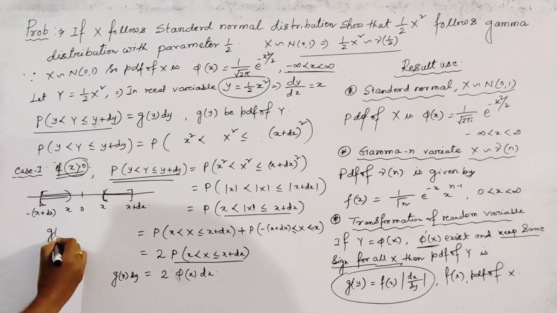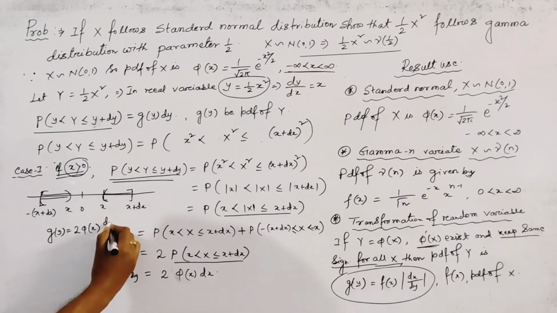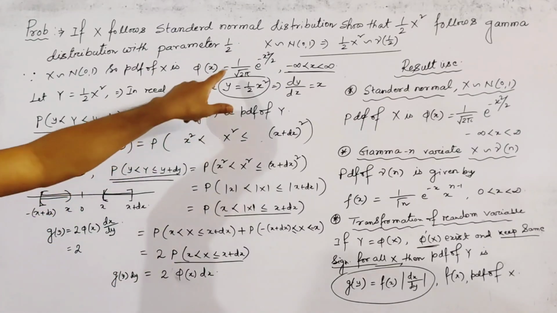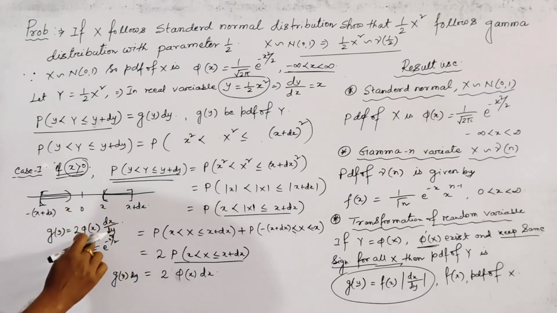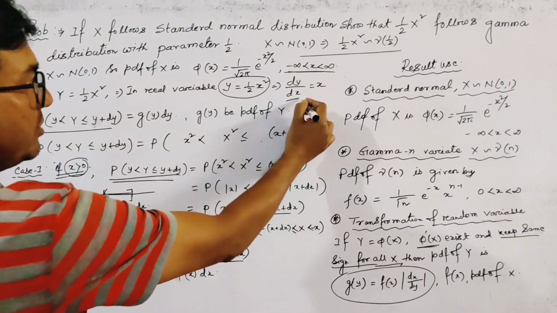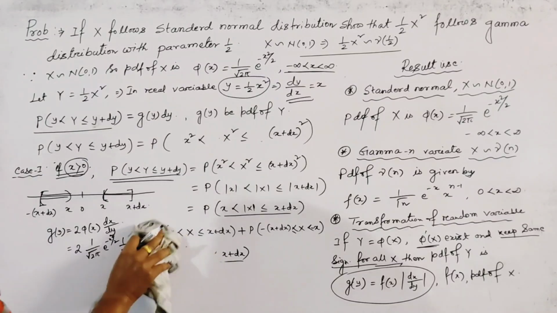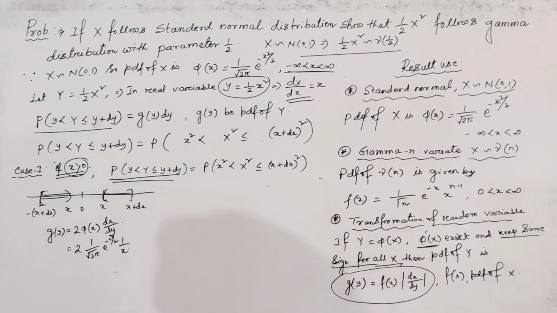So we get g of y is given by 2 into phi of x into dx by dy. So we get 2 into phi of x, this means 1 by root 2 pi into e to the power minus x square by 2, into dx by dy. What is dx by dy? dx by dy is given by 1 by x, so from here we get 1 by x.